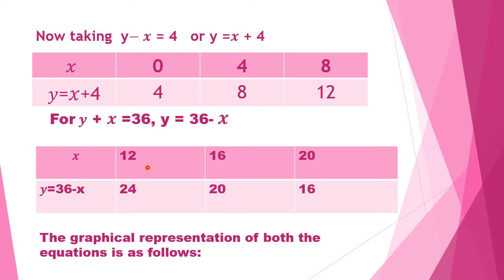So let's move on. I took 12. When 36 minus 12, I got 24. Then I substituted the value of x as 16 over here, and I got 36 minus 16 is equal to 20. And similarly, I substituted 20 in the place of x, and I got 36 minus 20 is equal to 16. Now notice here I have taken such values of x which give me less difference in the value of y. This you will learn with practice.